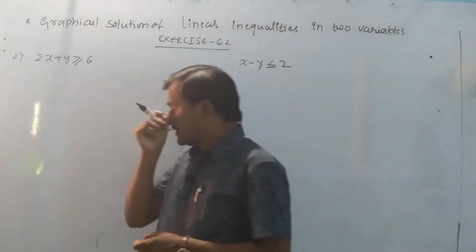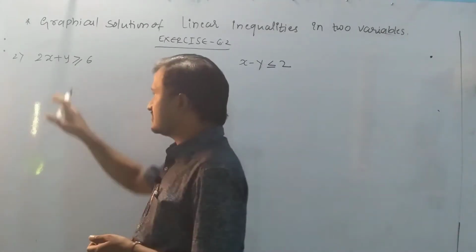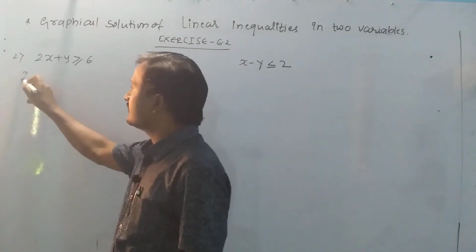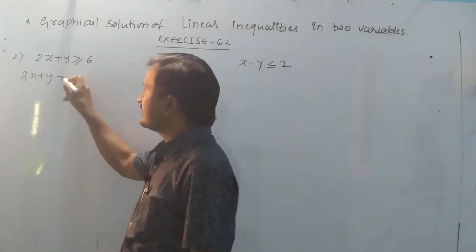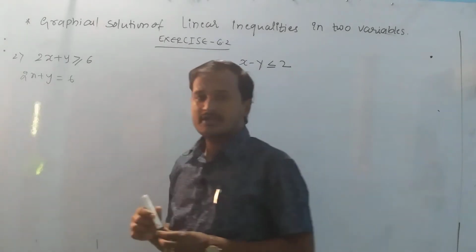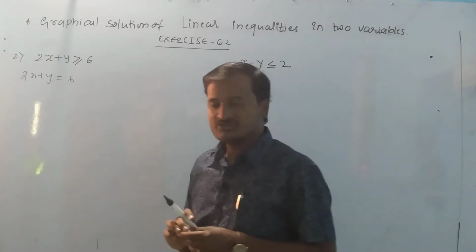Okay, so 2x plus y is more than or equal to 6. First, we should write the given inequality as an equation. So therefore, 2x plus y is equal to 6. Now, 2x plus y equal to 6 clearly represents the equation of a straight line.